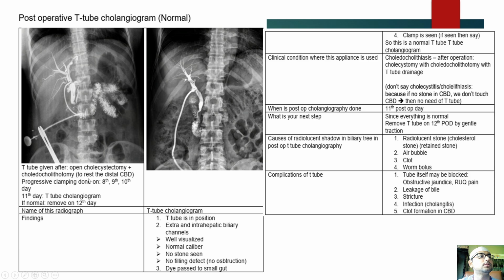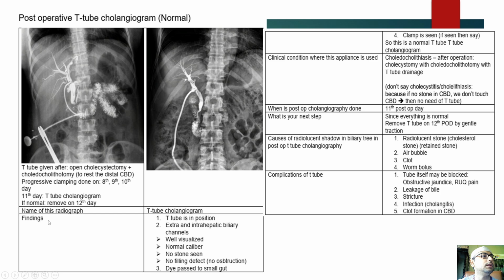Progressive clamping. So how many days? At least 7 to 10 days. The T-tube will stay in as a drain, and on the 8th, 9th, and 10th days, progressive clamping. So like this is the clamping stage. This is the unclamping stage. So on the 11th day, the T-tube cholangiogram is done, and if it is normal, if the segment is patent, in that case we will remove the T-tube on the 12th day.